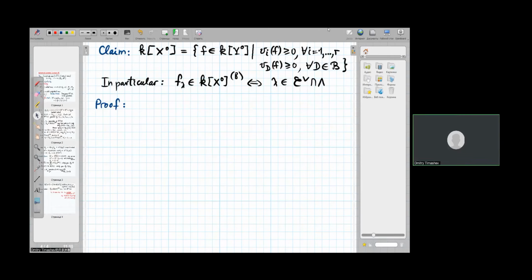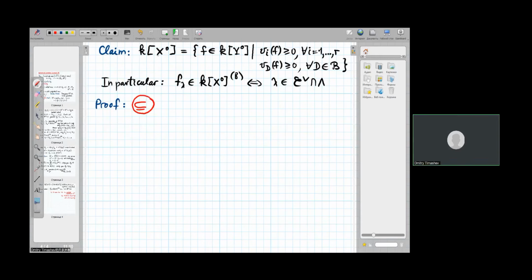Okay, let's continue with the proof of this claim. So we have to prove two inclusions, from the left-hand side of this equality to the right-hand side and vice versa. So let's start with the first inclusion. Let's prove that the coordinate algebra of x naught is contained in the right-hand side. So we prove this inclusion.